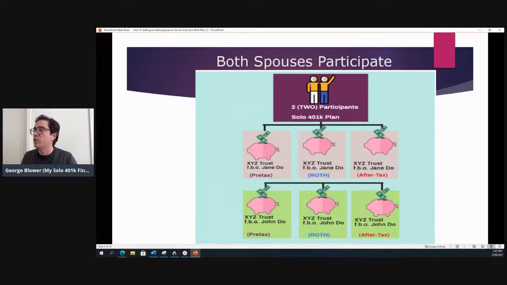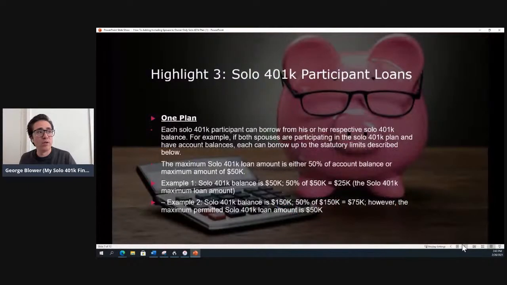Can the spouse contribute their W-2 income from the business only, or W-2 income from their other full-time employer too? The answer is no. You can only contribute based on your self-employment income. So you can't take wages that you earn at a day job, even if that day job employer doesn't offer a 401k plan, and then use that as a basis to make a contribution to the solo 401k. So thank you for that good question.